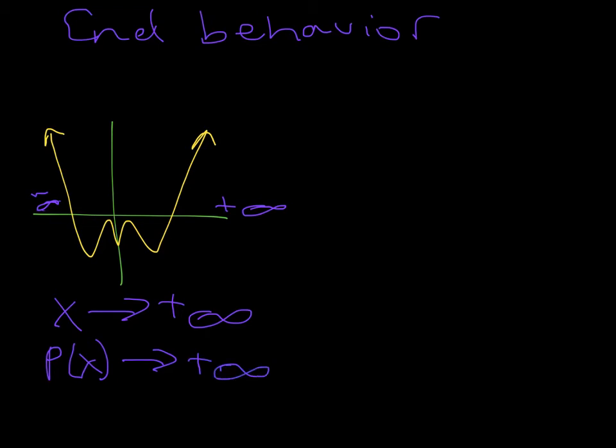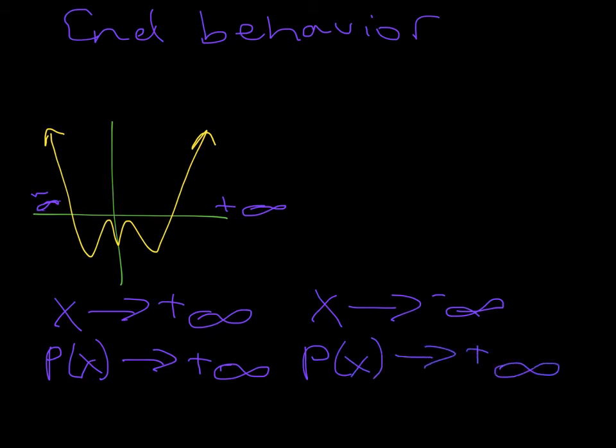And then if we look at this side, because there are 2 end behaviors, 2 arrows, likewise, we say, as x approaches negative infinity, p of x also approaches positive infinity. So let's look at this. As x gets closer and closer to negative infinity, I'm getting higher and higher, so I'm going closer and closer to positive infinity.